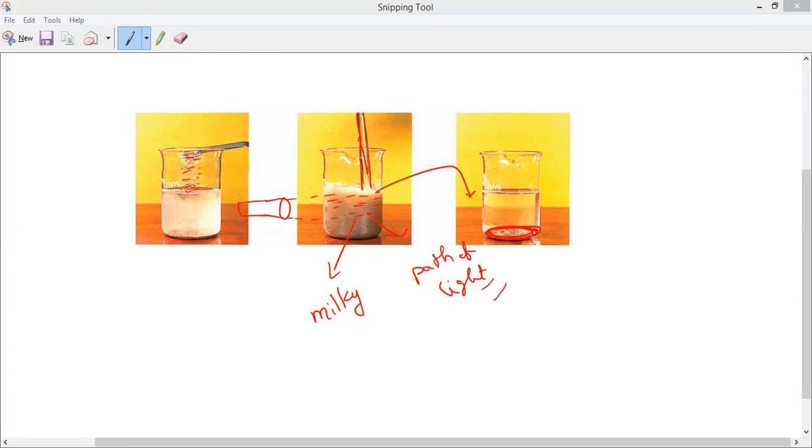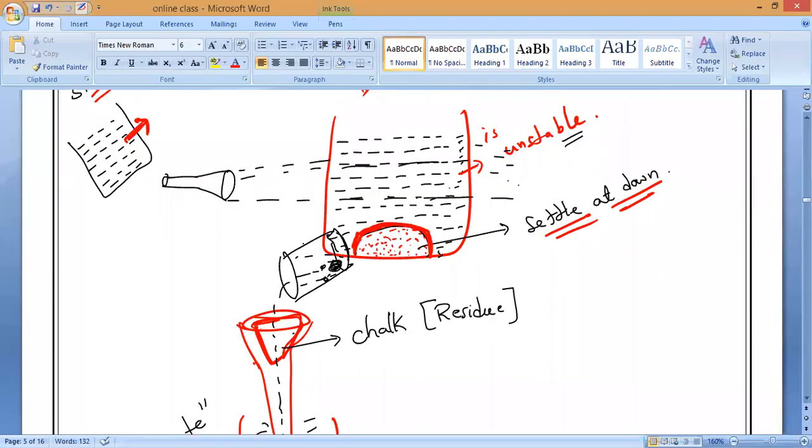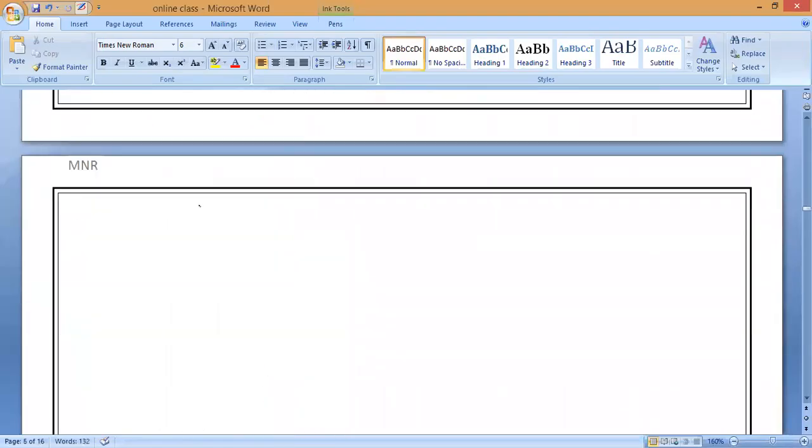Now, the last concept of our today's class is how to study the properties with an example. What is the example you have taken to study the properties of suspensions? Chalk water mixture. With that, you have already derived almost all the properties. Now we are going to list out all the properties of a suspension. So please keep the heading: Properties of a suspension.